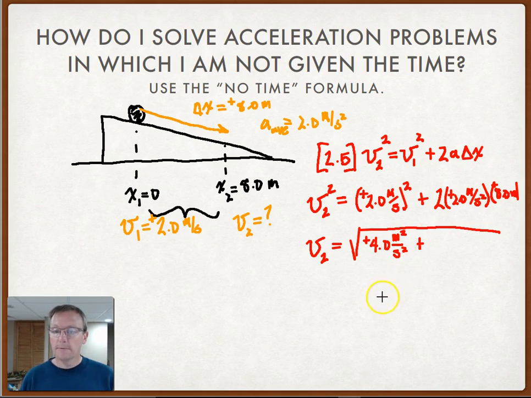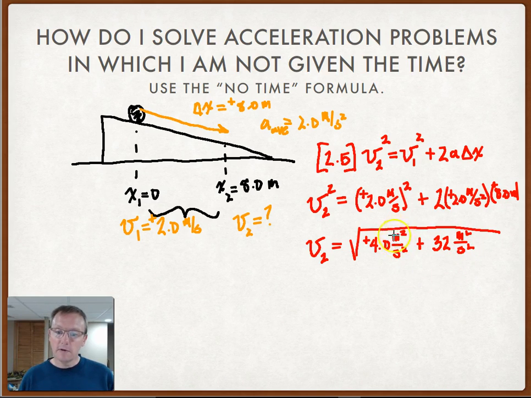plus 2 times 2. Now this 2 is a perfectly known 2, so it doesn't count in the sig figs, so don't worry about that. So 2 times 2 is 4. 4 times 8 is 32. So we only have 2 sig figs in this and 2 sig figs in that, so we only get 2 sig figs in our answer. So 32. Now it's meters over second squared times meters. So the answer is meters squared per second squared.